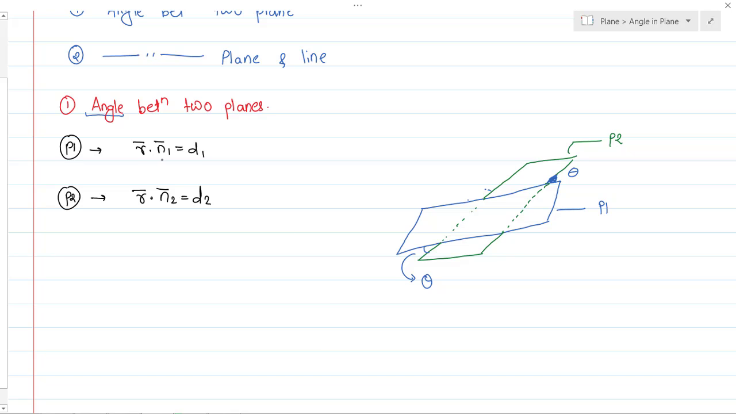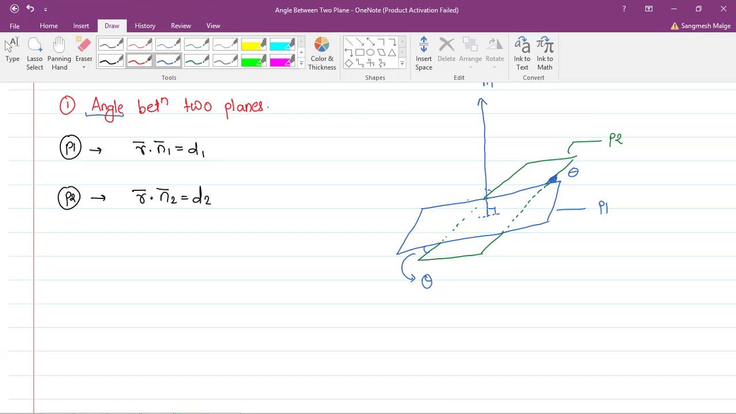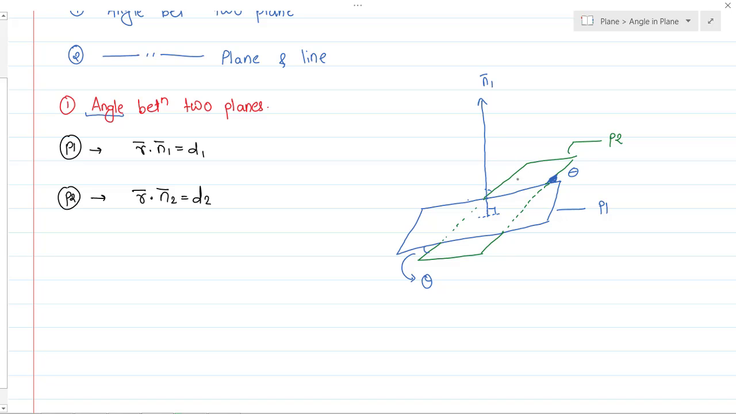Let me draw where n1 and n2 will be. n1 is perfectly perpendicular to plane number 1, so this is my n1 bar. Where will we have n2 bar? n2 bar will be perpendicular to the second plane. So let's have the second plane also, and let me draw it somewhere here so that it is easy to understand. This is my second plane, and n2 bar is perpendicular to it.